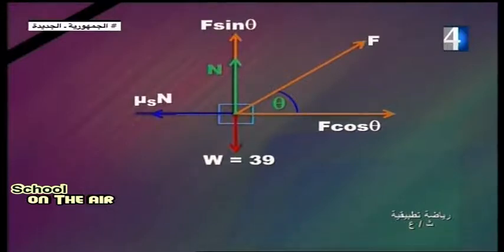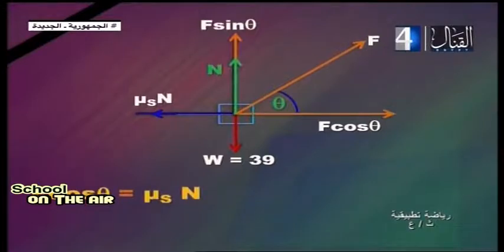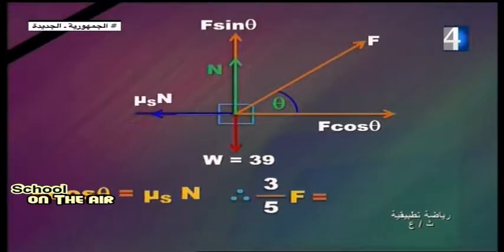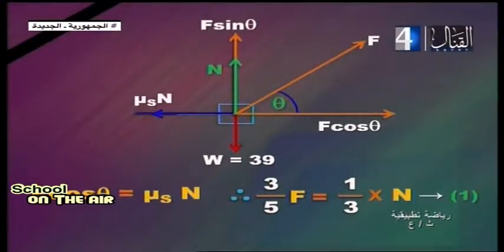μs N, this is the static friction force. By using two equations, the horizontal equation and the vertical equation, look at F cosine theta equals μs N, this is number 1. By substitution of cosine theta, 3/5, and the third equals μs. Therefore, we deduce that 3/5 F equals 1/3 N.